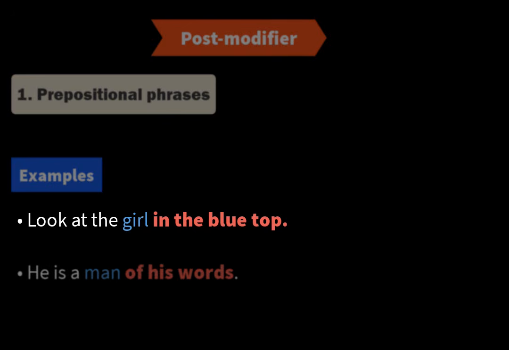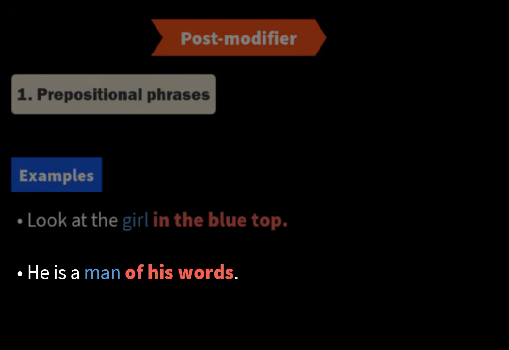Look at the girl in the blue top. In the blue top is a prepositional phrase that's working as an adjective, working as a modifier, giving information about the noun girl. Which girl? In the blue top. Which girl are you telling me to look at? Look at the girl in the blue top. It is a prepositional phrase starting with the preposition in and giving information about the noun girl.